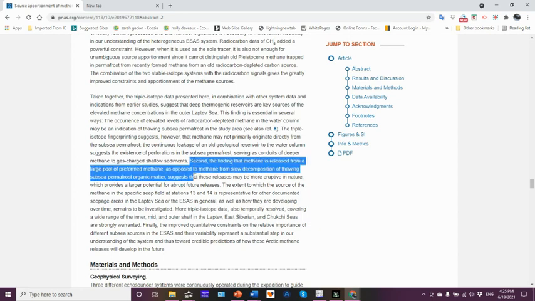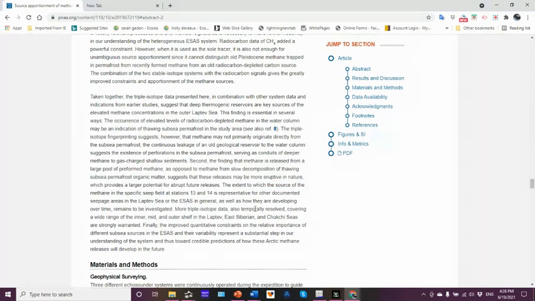Second, the finding that methane is released from a large pool of preformed methane as opposed to methane from slow decomposition of thawing subsea permafrost organic matter suggests that these releases may be more eruptive in nature, which provides a larger potential for abrupt future releases. More triple isotope, that, you know, basically saying they need more studies, more information.